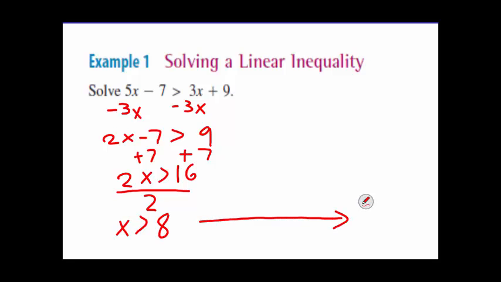Alright, so I'm going to write it out using a number line. That means an open circle at 8, and then shade to the right. And then if we want to write it out using interval notation, this is unbounded, so we would put a parenthesis, because we don't include the 8, up to infinity.